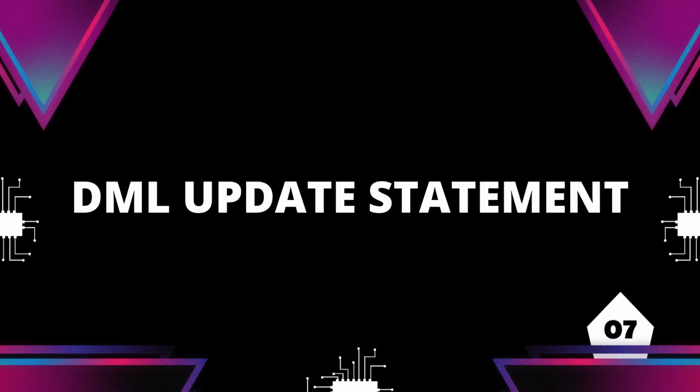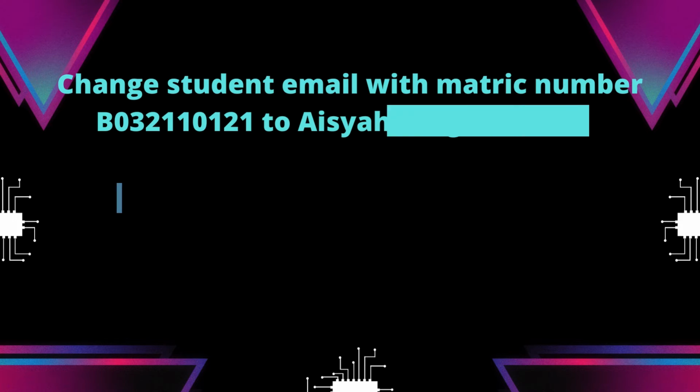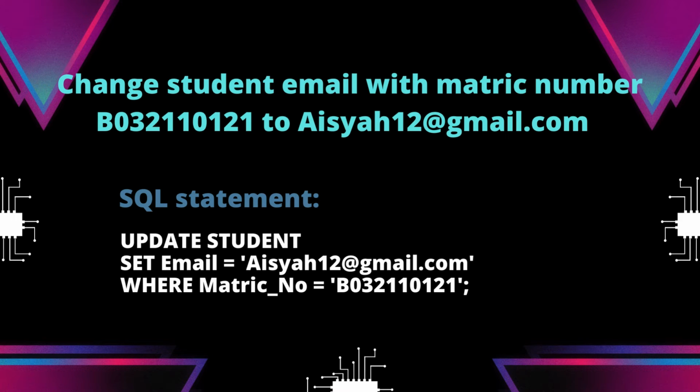Next is the DML update statement. One example of an update statement is changing a student's email with the matric number. The SQL statement will update the table name, which is student, and set email to the value of aisha12@gmail.com. Then it will be where the matric number is equal to B0321101121.